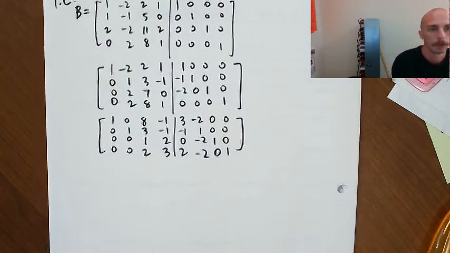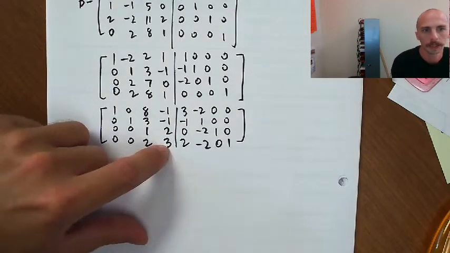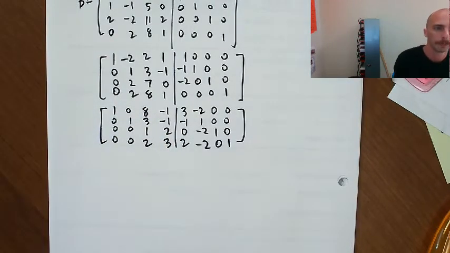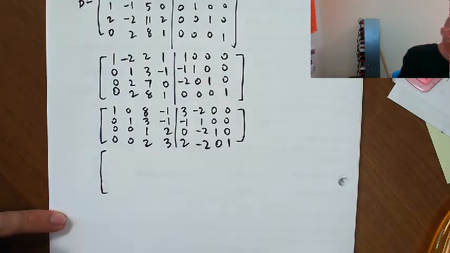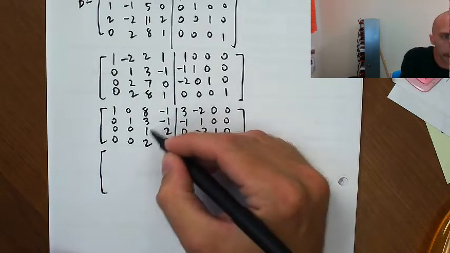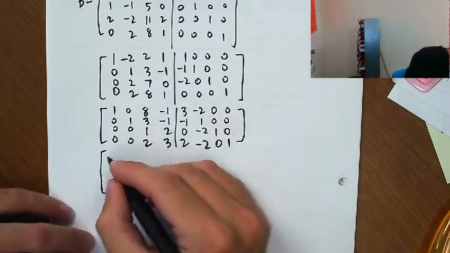All right, 2 more steps, right? I just need to clear out the third column and clear out the fourth column. So in doing that, I'm going to use this as my tool, and I'm going to subtract 3, subtract 8, subtract 2.